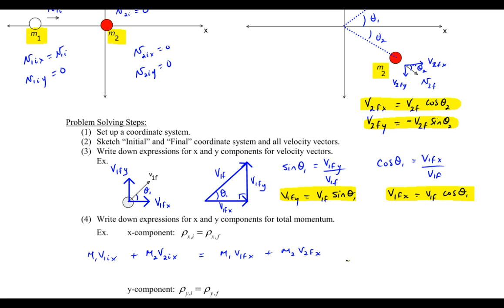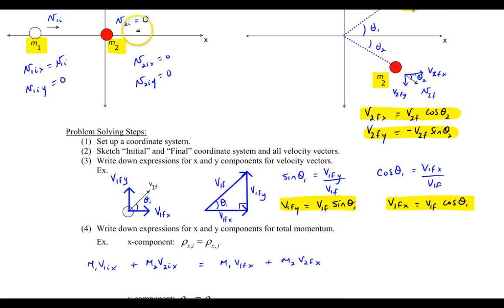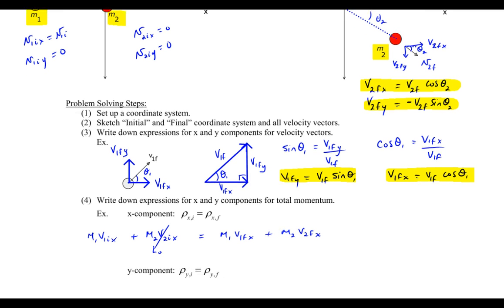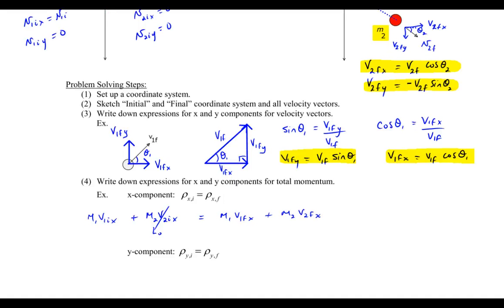In this particular example, you can see that the second ball is at rest, so this term will drop out. And then you can replace this v1 final x with v1 final sine theta 1, and this v2 final x with v2 final cosine theta. You're usually given all the information except for, say, two unknowns. You might have two unknowns in this equation, and you'll probably have to move into the next equation for momentum along the y-axis. It's a very similar equation.